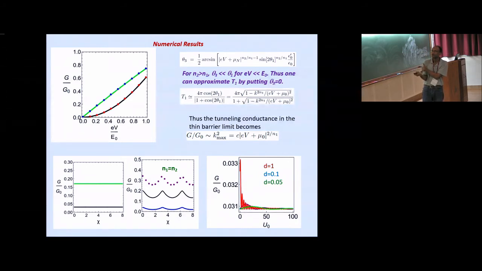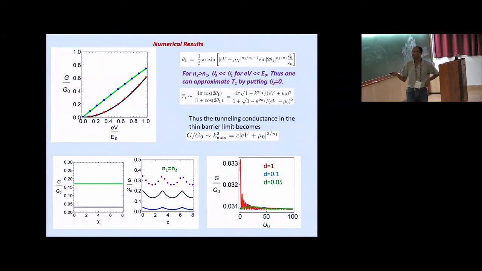And here is a better picture which shows the tunneling conductance as a function of chi. Whenever n1 is not equal to n2, it's absolutely constant. And if you have G over G naught for n1 equal to n2, the same conductance is an oscillatory function. So you see that this property is completely different compared to the standard oscillatory behavior in topological junctions. So we shifted gear and looked at not so thin barriers. We now do not put V naught to be large and d to be small.